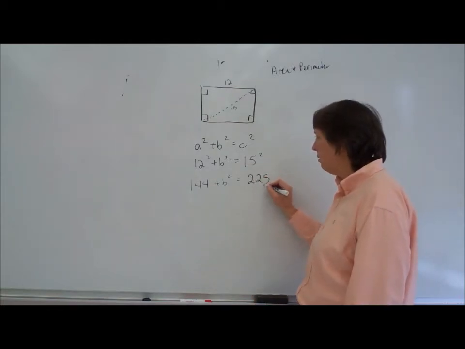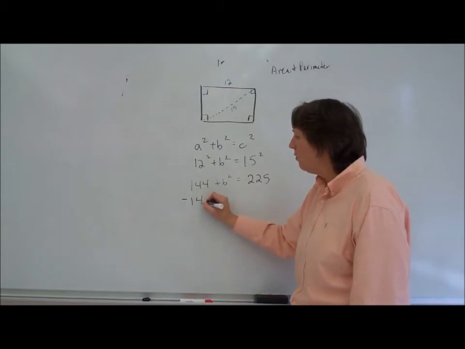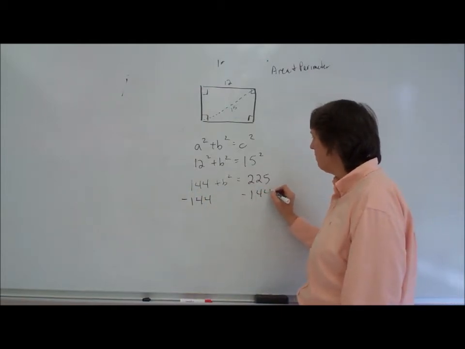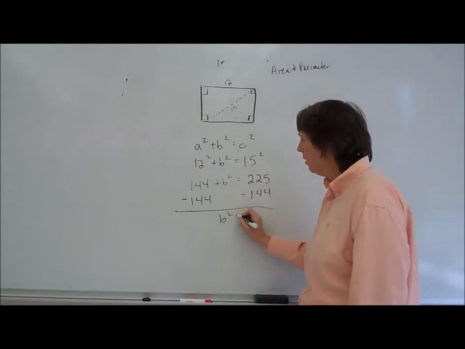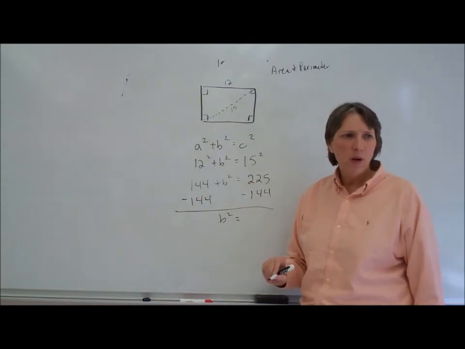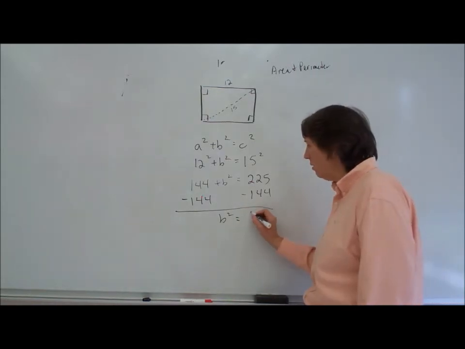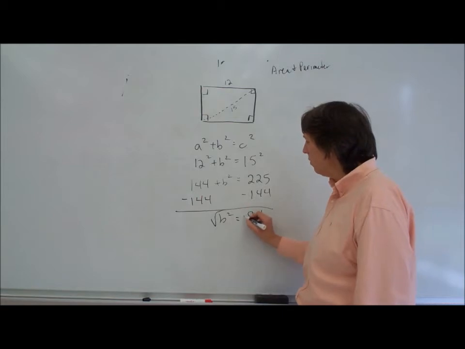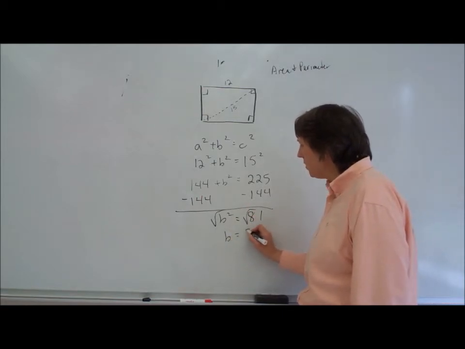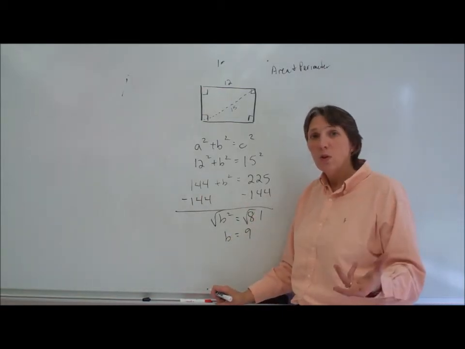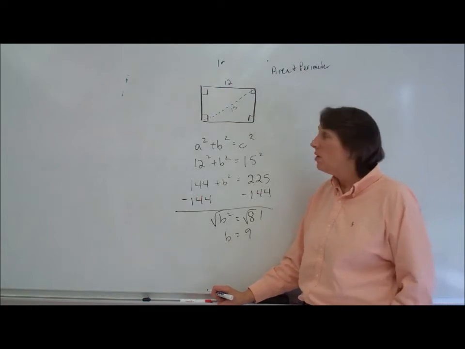I knew that. We're going to subtract 144 from both sides, and we're going to get b squared equals 81. Again, we're going to take the square root of both sides, and b equals 9. We take the positive root because we are looking at a measurement or a distance.